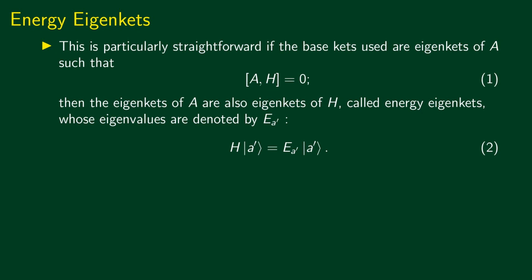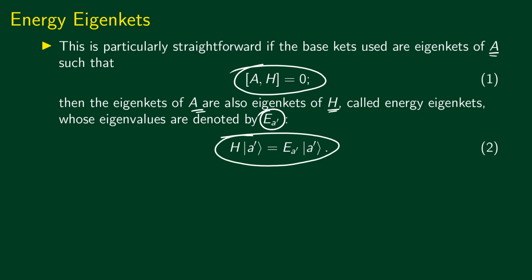This is particularly straightforward if the base kets used are eigenkets of an operator A such that A commutes with the Hamiltonian. In this case, the eigenkets of A are also eigenkets of the Hamiltonian. We shall call these energy eigenkets and denote the eigenvalues as E_a'. So the eigenvalue equation for the Hamiltonian is given by H acting on ket a' is equal to E_a' multiplied by ket a'.